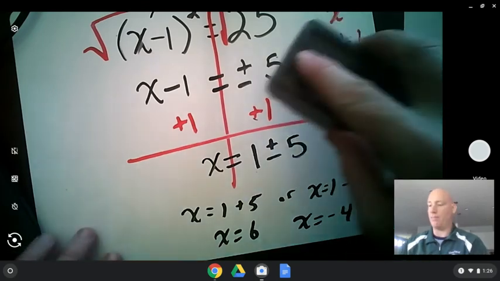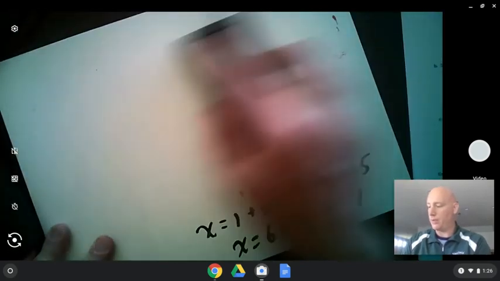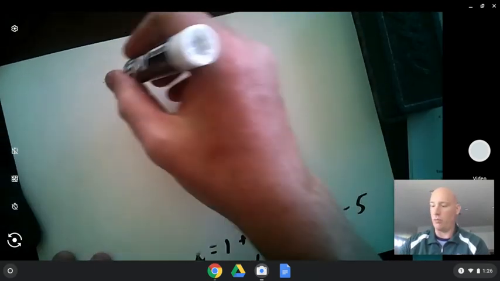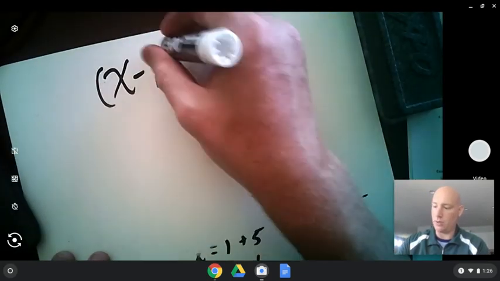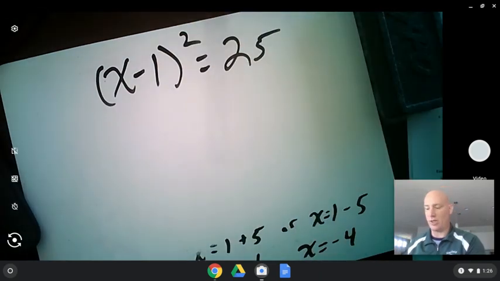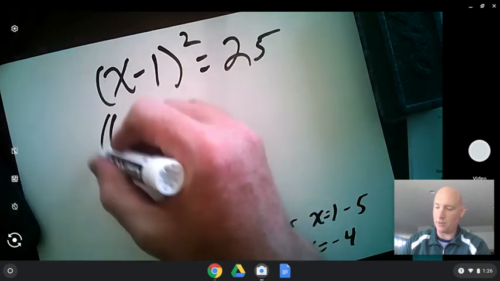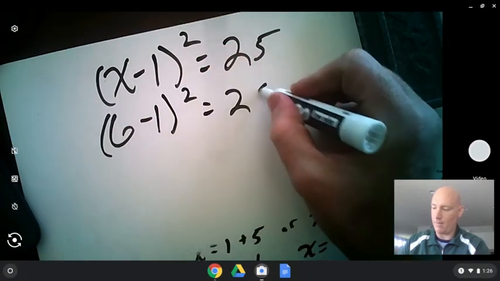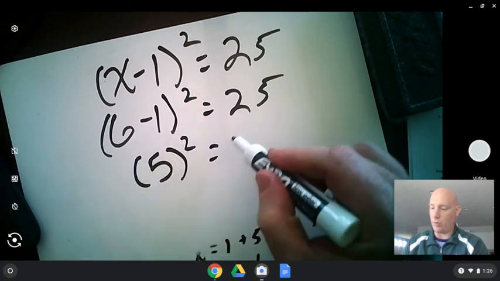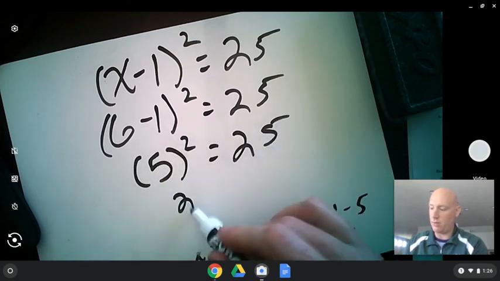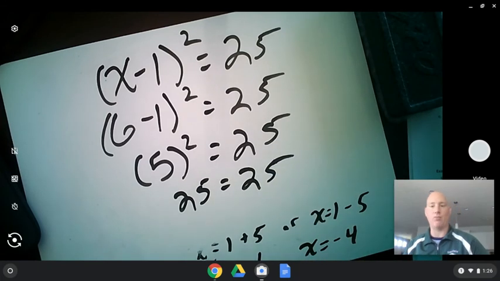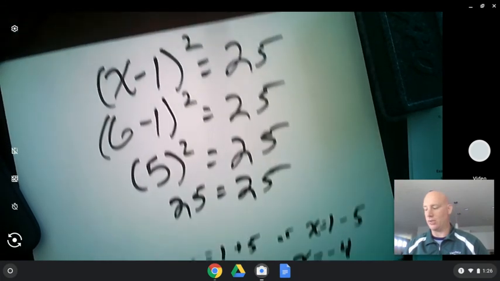Now I'm going to go back up top to the original problem, and I'm going to show you how plugging those in works just fine. Our original problem was X minus 1 squared equals 25. So let's try 6. 6 minus 1 squared should equal 25. 6 minus 1 is 5. 5 squared is 25. We are in business. So that one checks out. We are good. X equals 6 checks out.